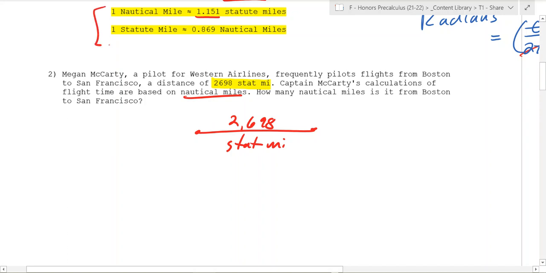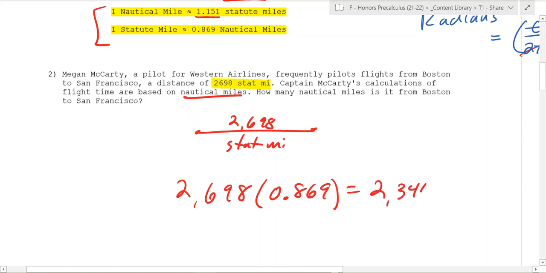Well, we have our conversion right here. These are statute miles. So we need to multiply 2,698 by 0.869 to get nautical miles. And it comes out to 2,344.562 nautical miles.